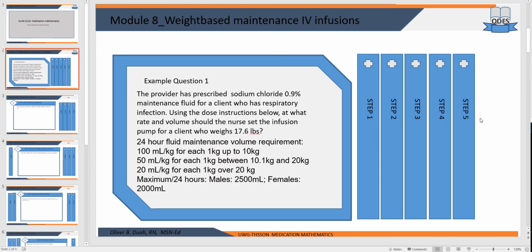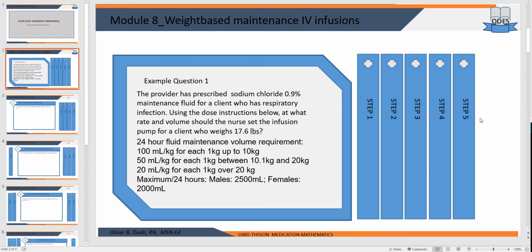The provider has prescribed sodium chloride maintenance fluid for a client who has a respiratory infection using the dose instructions below. At what rate and volume should the nurse set the infusion pump for a client who weighs 17.6 pounds? So these are the instructions.